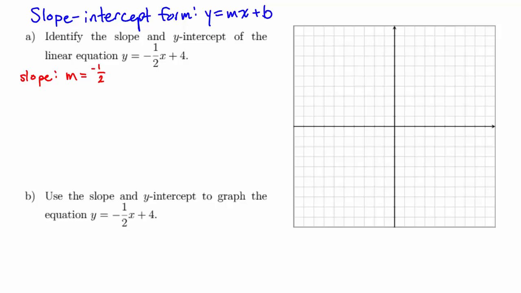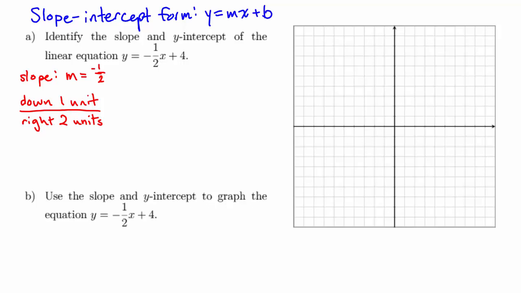Now when we go to graph this, the slope is rise over run, and so that fraction negative 1/2 we can use to determine that as we move from one point on the graph to another, we go down 1 unit, and then we go right 2 units. So that's how we'll visually interpret that rate of change of negative 1/2.